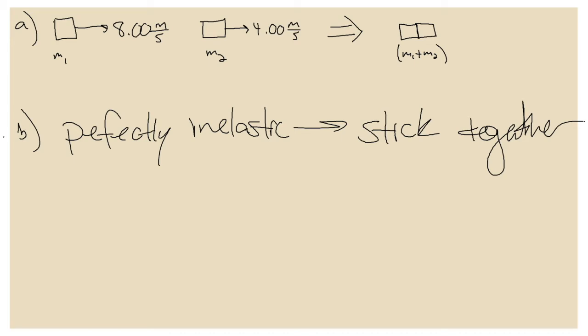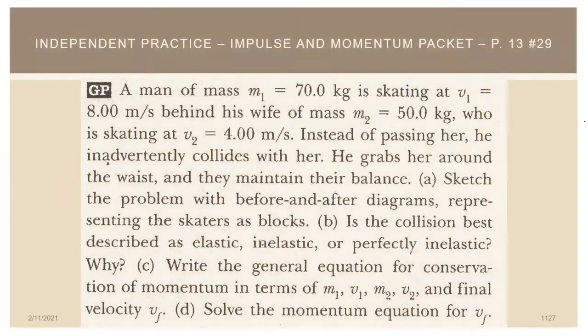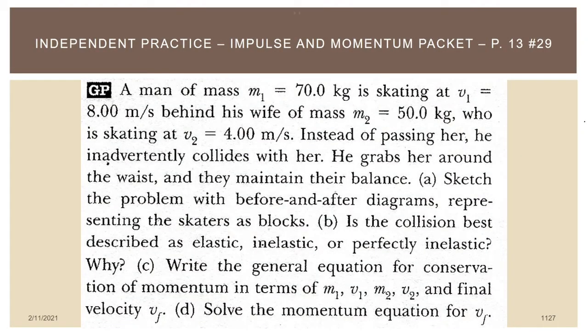Now, notice here, we're going to kind of skip some parts. I'm just going to jump back to the question because part C says, write the general equation and then go ahead and solve the momentum equation. Let's just solve the problem. As it says here at the end, solve the momentum equation for V final. So if you look here, the man's got a mass of 70 kilograms. His initial speed is 8 meters per second. The wife has a mass of 50 kilograms. Her speed is 4 meters per second.